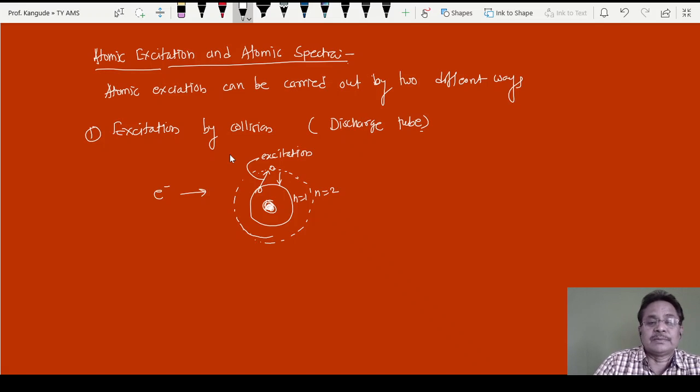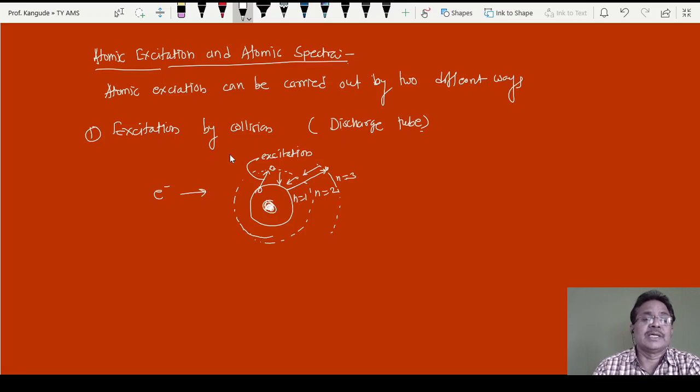Sometimes it is possible to excite this electron into the third orbit, n equal to 3, and then it comes back. So these two types of transitions also are possible.